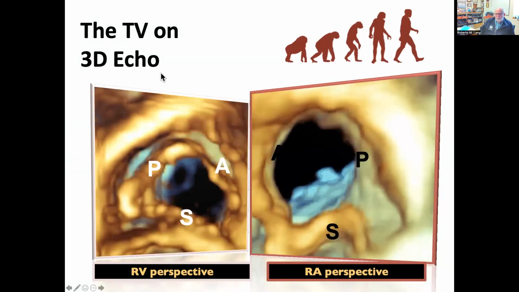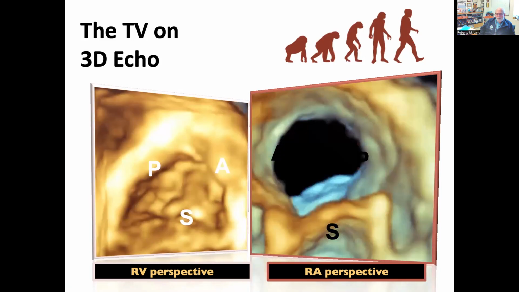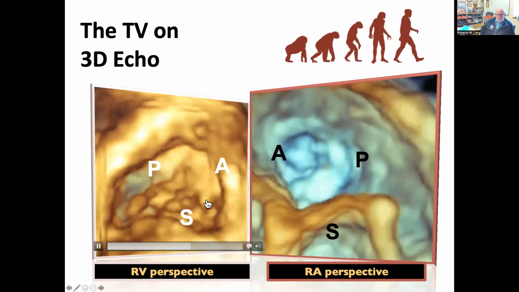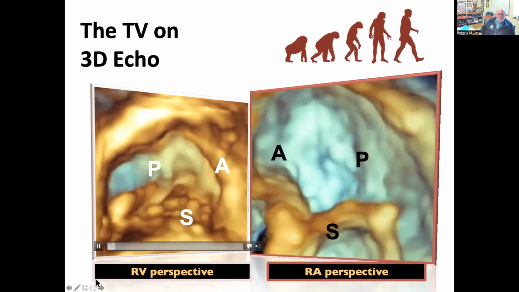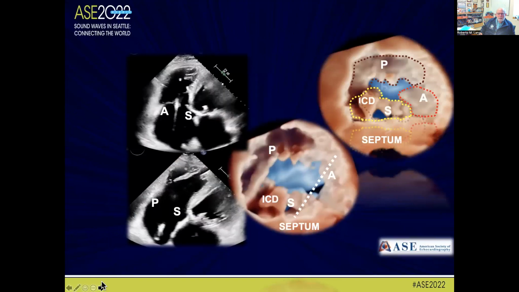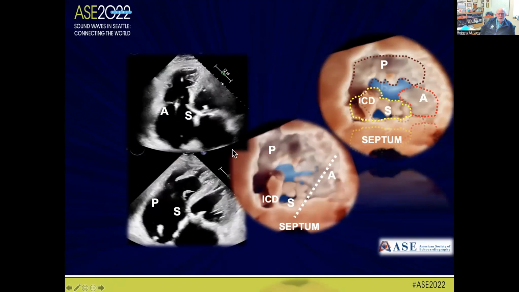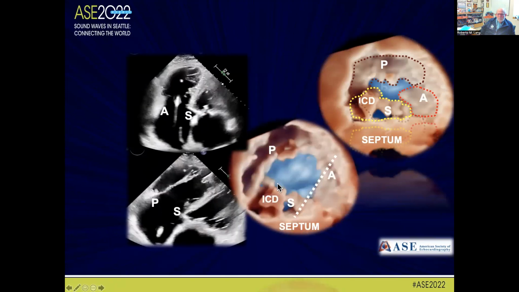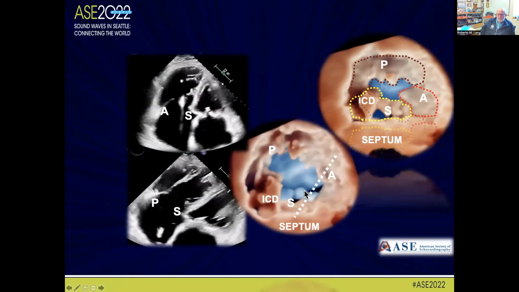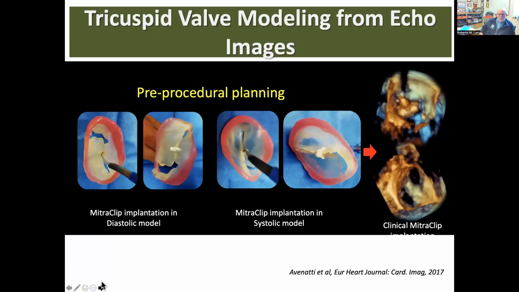3D echo of the tricuspid valve is something that we are all now learning how to do. The big advantage of 3D echo of the tricuspid valve is that we can see the three leaflets. These are images obtained from a transthoracic point of view. And this is just to show you that with 3D echo, we can truly understand where the malcoaptation is occurring. There is an ICD, where the ICD is interacting with the tricuspid valve, resulting in malcoaptation.